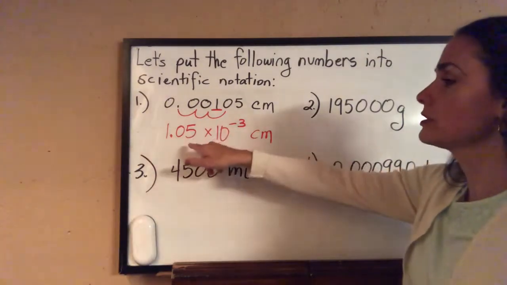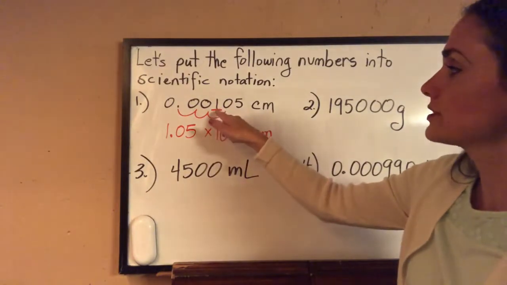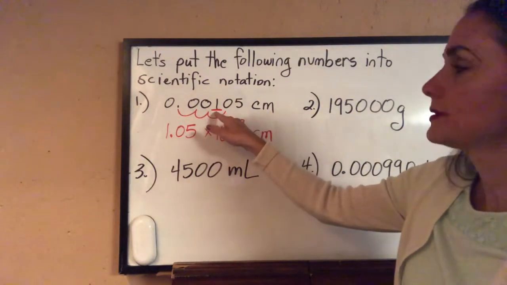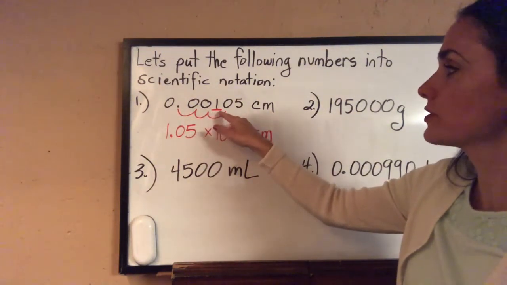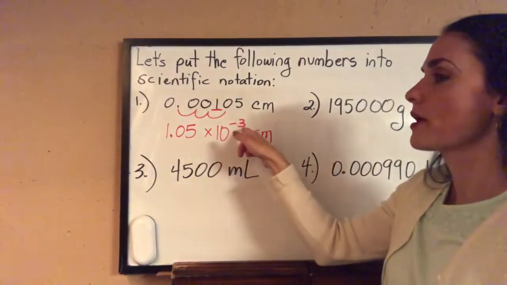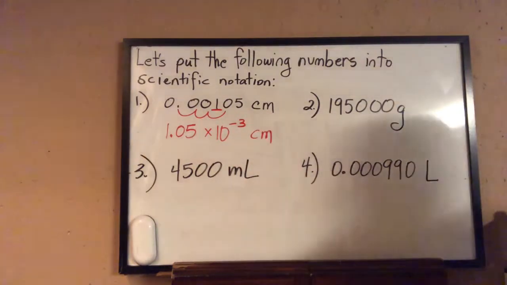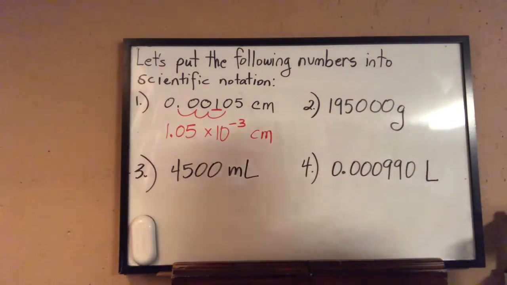We need to put this small number into scientific notation. The first non-zero digit is a 1. We want to put the decimal after the first non-zero digit. The decimal was moved 3 spaces, with the negative exponent of negative 3. All right, let's look at the next one.